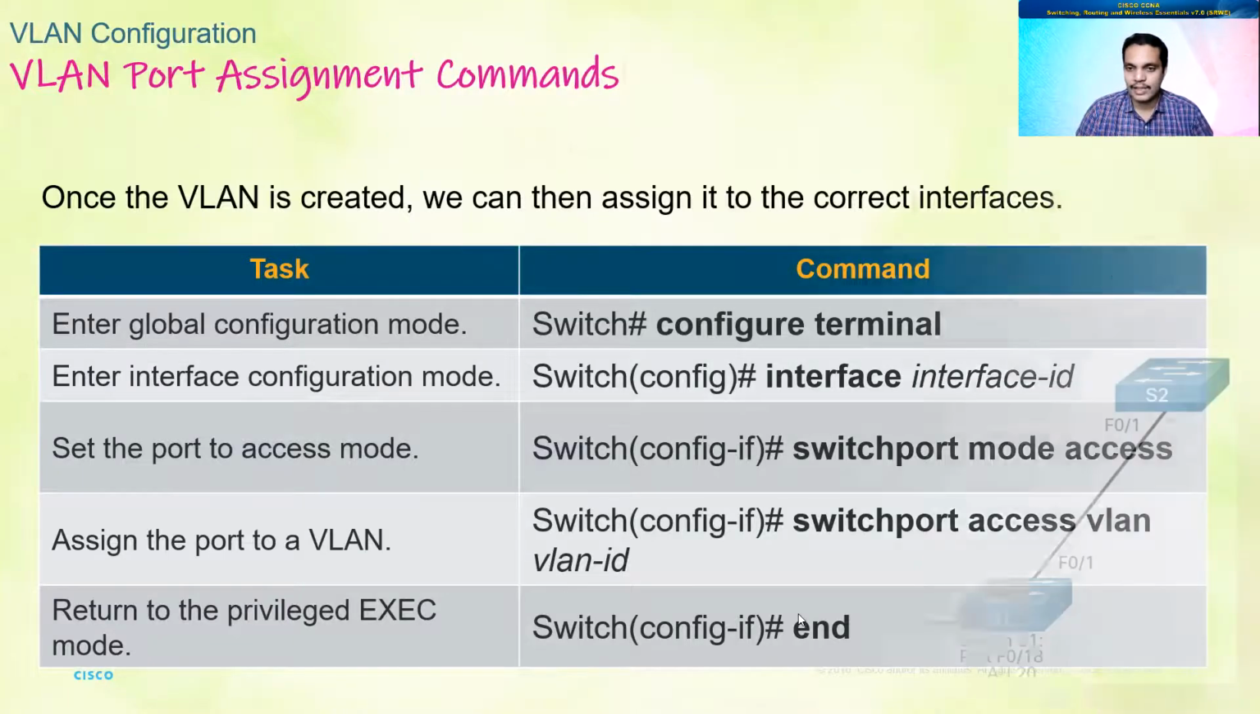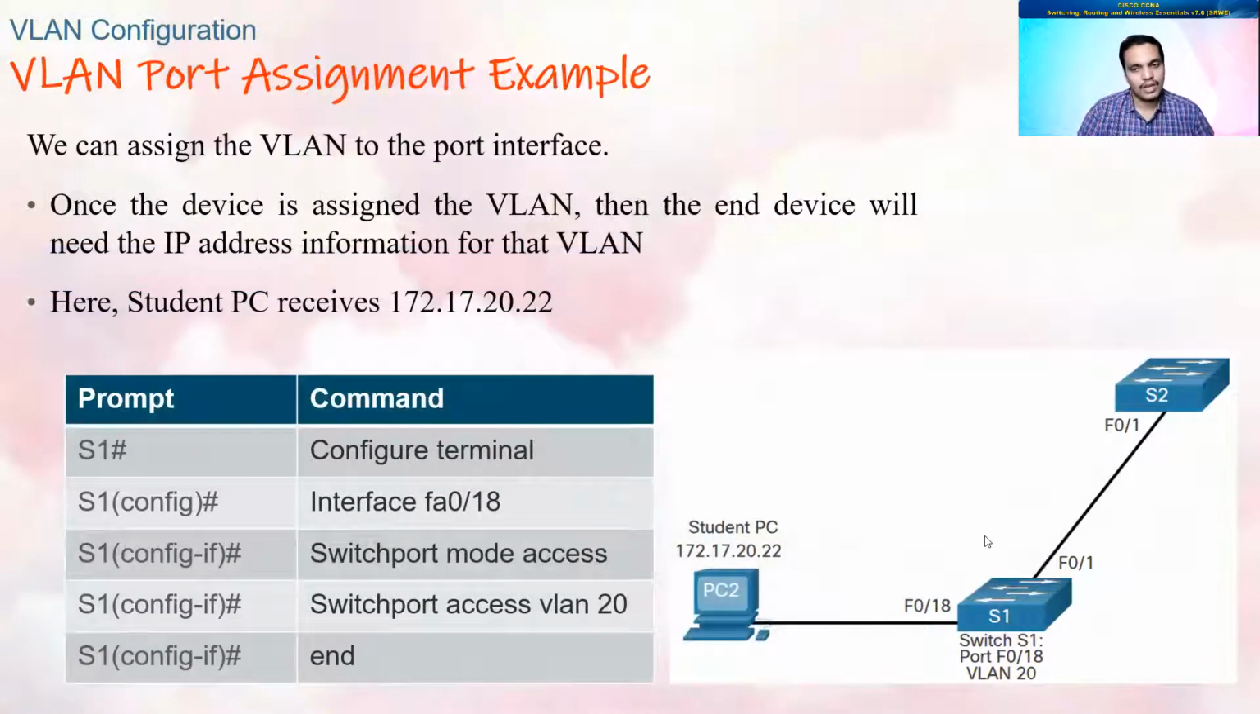Let me go back to the example that we just discussed. On S1, F0/18 is the port number to which PC2 is connected, and PC2 belongs to VLAN 20. So in that case, I go into the switch, type in configure terminal, and then I type in interface F0/18.